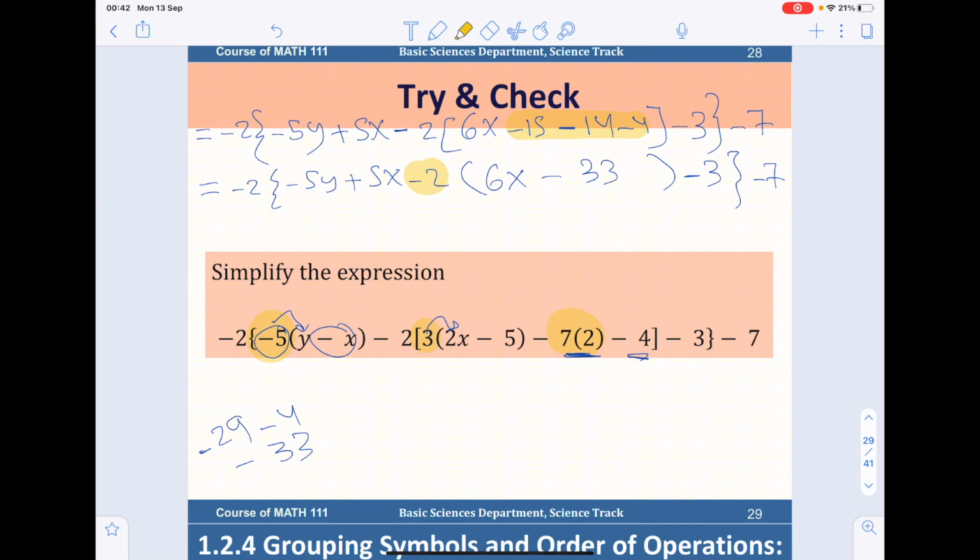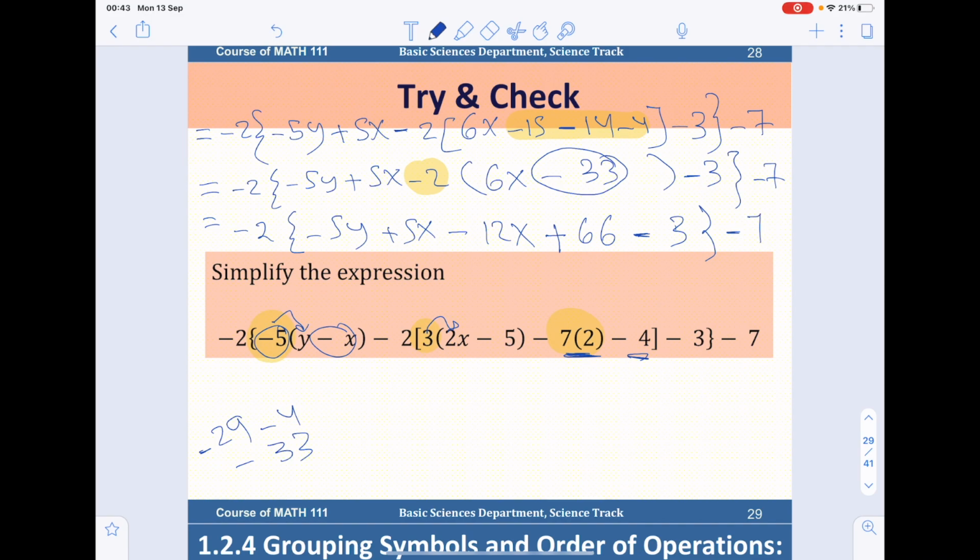Okay, so minus 2 minus 5y plus 5x, then minus 2 times minus 6x is minus 12x, then minus 2 times minus 33 is plus 66. Then I just delete the brackets and put minus 3. Then I close this one, minus 7. Okay.